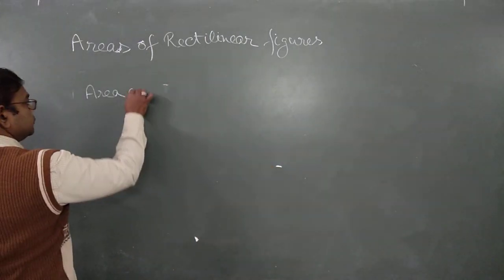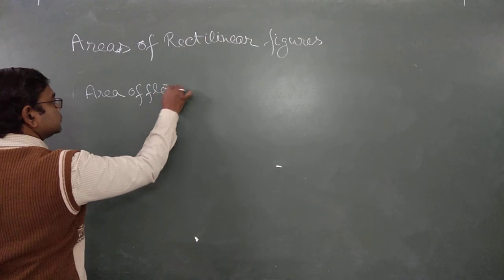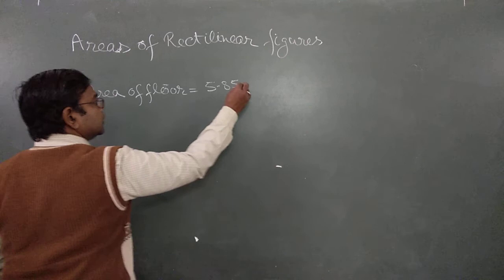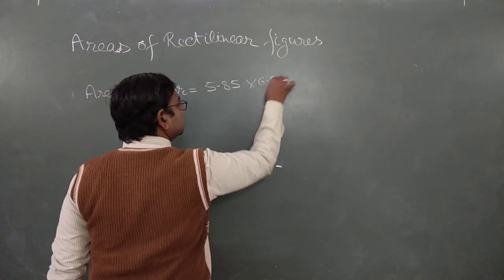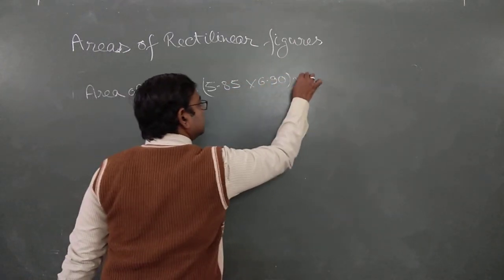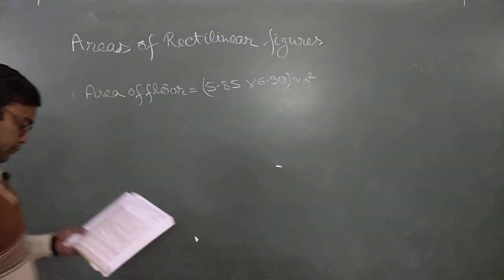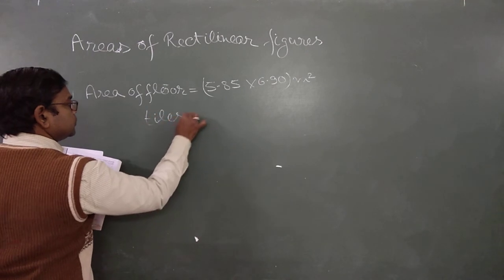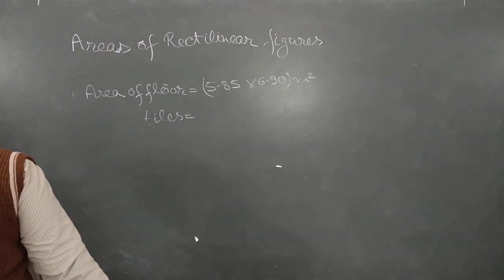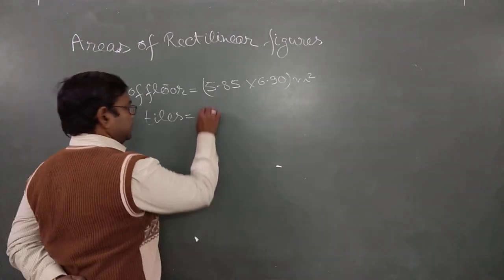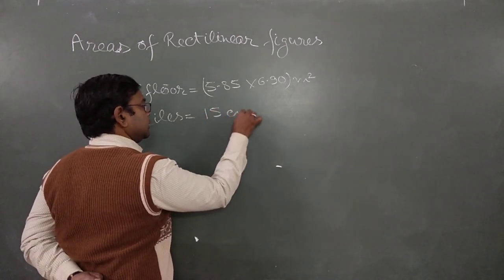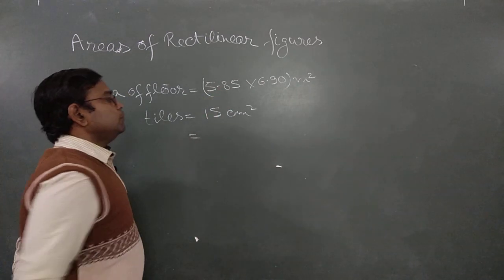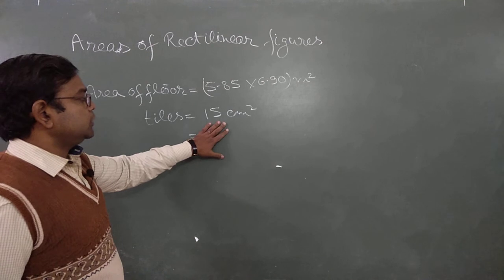Means area of floor equals 5.85 into 6.90. We are not going to multiply yet, but we can change the unit. It's meter square. Area of tiles is already given to you, it is 15 centimeter square. We have to convert either this into centimeter or this into meter. So I am going to convert this into meter.